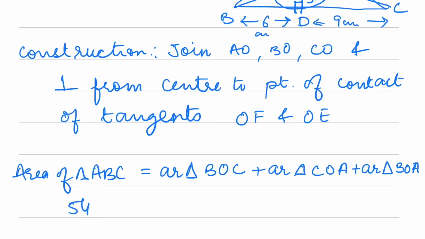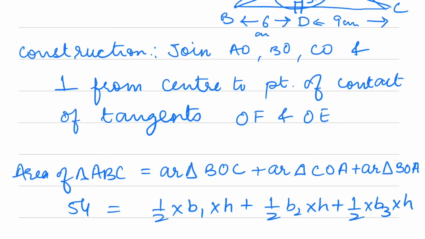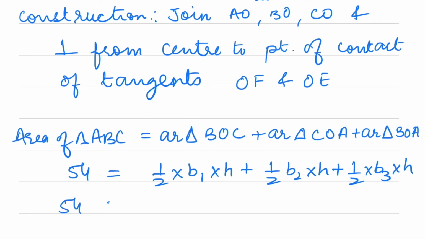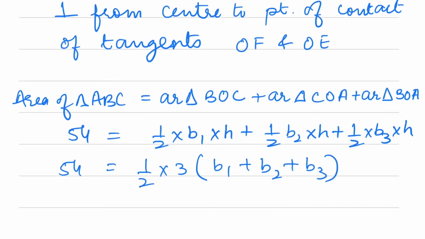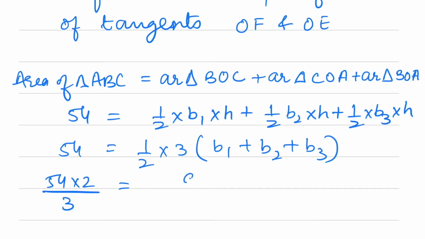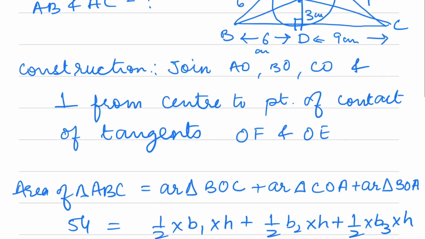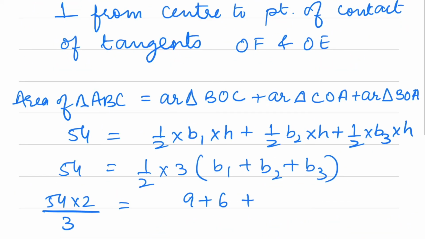So this is given to us as 54 centimeter square, half into base 1 into height plus half into base 2 into height plus half into base 3 into height. Height is the same everywhere, 3. So 54 is equal to, I can take half and height common as 3, and B1 plus B2 plus B3. So now this becomes 54 into 2 by 3 is equal to, B1 is equal to 9 plus 6 plus B2 is equal to, for triangle COA, 9 plus X, and we have 6 plus X.